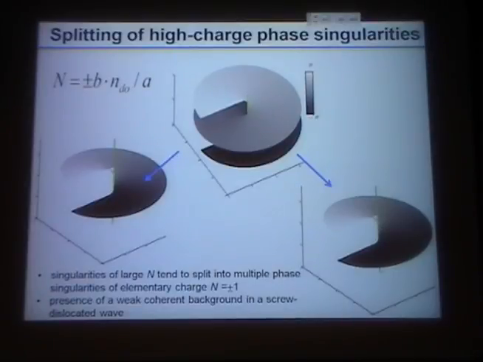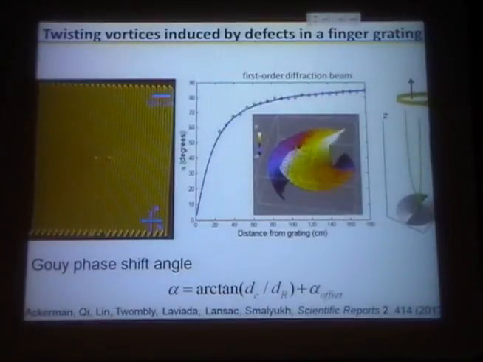So now, however, what's interesting is that the high charge optical vortices tend to split into lower charge optical vortices, which probably reminds you of the splitting of high strength defects in liquid crystals that we are familiar with into lower strength defects, right, just to minimize free energy. And here, a similar thing happens, but for a different reason. We do not have energetics reasons for splitting those high strength defects, but this is just due to the presence of weak coherent background and screw dislocated waves that drives this behavior.